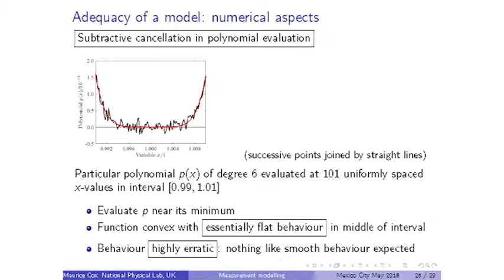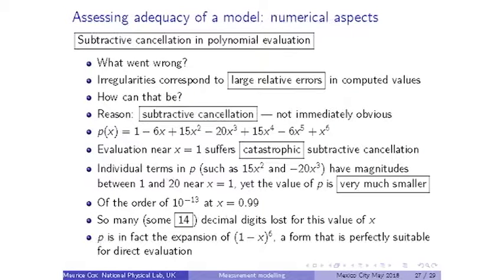What's going on? This is what's going on. We computed the polynomial from the expression in the fifth bullet, p(x) equals 1 minus 6x, etc. That looks a respectable polynomial. It is a respectable polynomial. But we're evaluating it near 1.